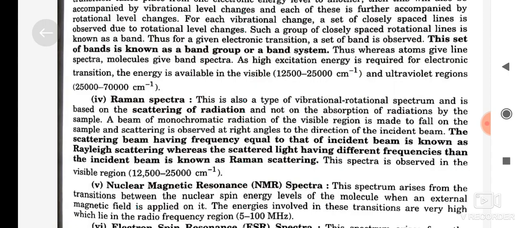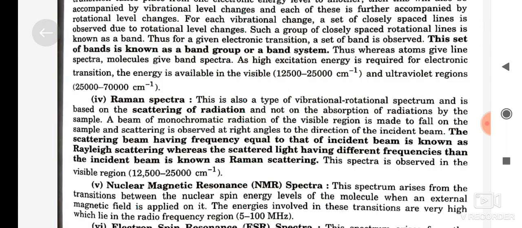As high excitation energy is required for electronic transition, the energy is available in the visible region, 12,500 to 25,000 cm^-1, and the ultraviolet region, 25,000 to 70,000 cm^-1.